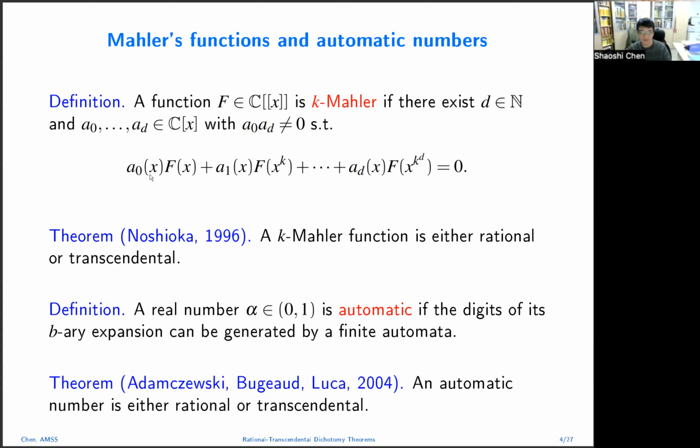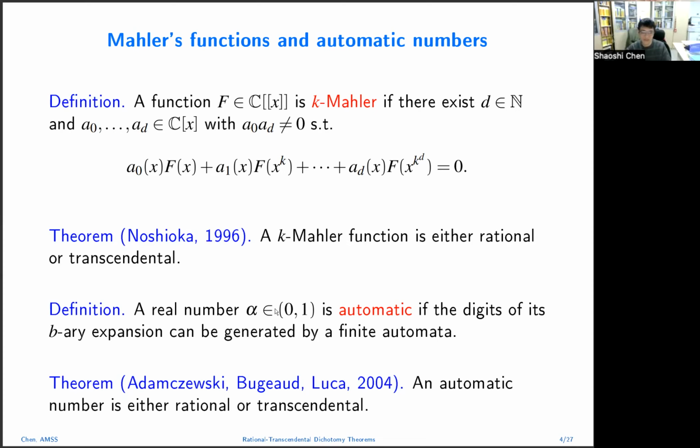Here the a_i are polynomial coefficients. This is a functional equation, and if such a non-trivial functional equation exists for f(x), then we say f is k-Mahler. There is a result due to Nishioka saying that for Mahler functions you have this dichotomy theorem: it is either a rational function or transcendental. So it cannot be an irrational algebraic function.